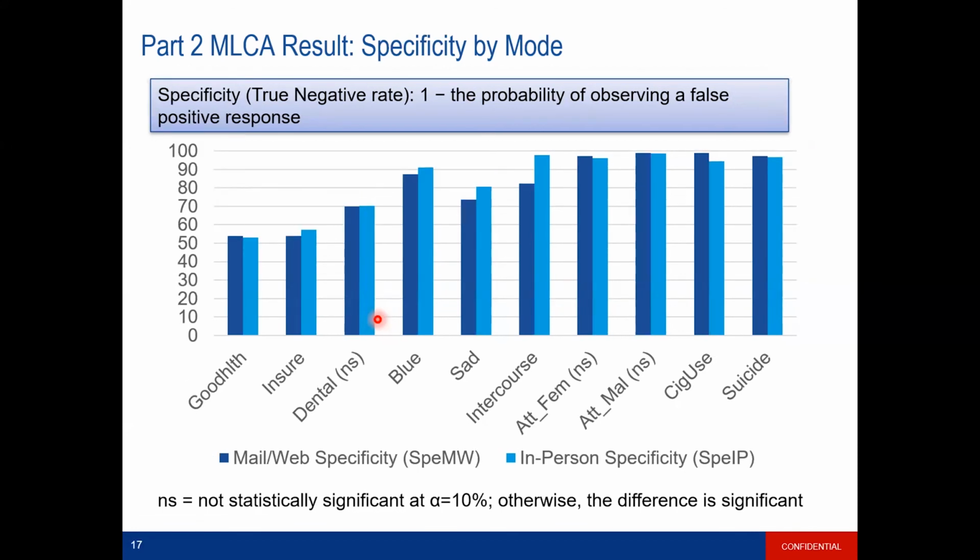The second chart is showing the specificity from these results. And as you can see that for most of their items, the two modes have very similar results. There are items for good health and insurance and dental. Those actually have very low specificity, but the two modes almost have the same rates. Another thing to note is that the light blue bar usually is higher than the dark blue bar, which means that the in-person interviews result slightly better results in terms of the specificity.